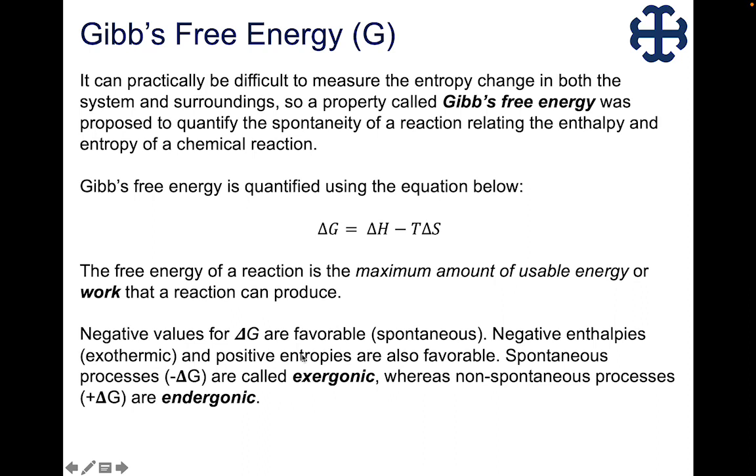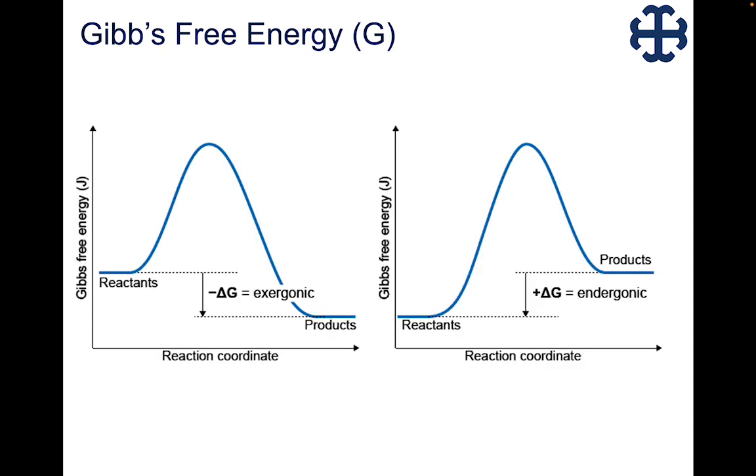And the word that we use to describe a spontaneous process is actually exergonic. So similar to exothermic, but in this case, exergonic. And then if delta G is positive, it is endergonic. So similar to exo and endo, but this time it's exer and ender. Okay, so those are good terms to know going forward.